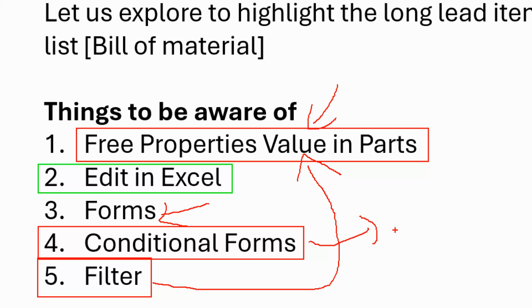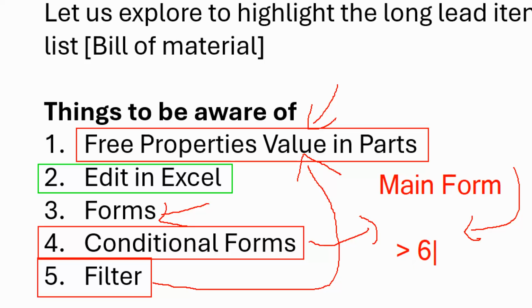When I have a main form, I'm bringing another form inside it, called a conditional form, and this form works based on the conditions we give. For example, if I say greater than 6 weeks, or whatever information I give, I should get the components highlighted that are more than 6 weeks. Those are the things I should be able to get. So how do we achieve this?